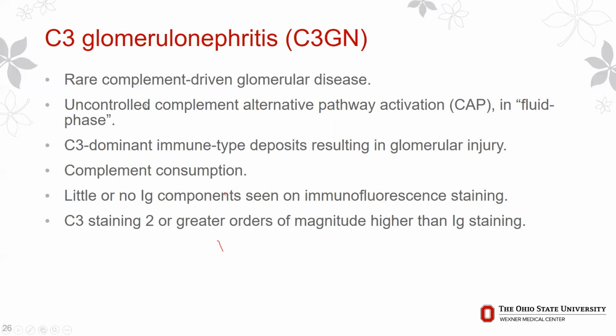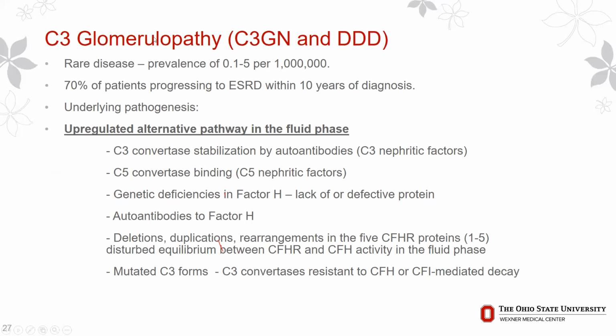C3GN, on the other hand, is a rare complement-driven glomerular disease due to uncontrolled complement alternative pathway activation in the fluid phase. On the cell surface, activation is usually seen in another group of diseases, that's hemolytic uremic syndrome. You see C3 dominant immune type deposits. You may see complement consumption in the serum, little or no immunoglobulin components on immunofluorescence staining, and I already told you this is the definition that is used to diagnose C3GN, where C3 staining is 2 orders of magnitude more than immunoglobulin staining.